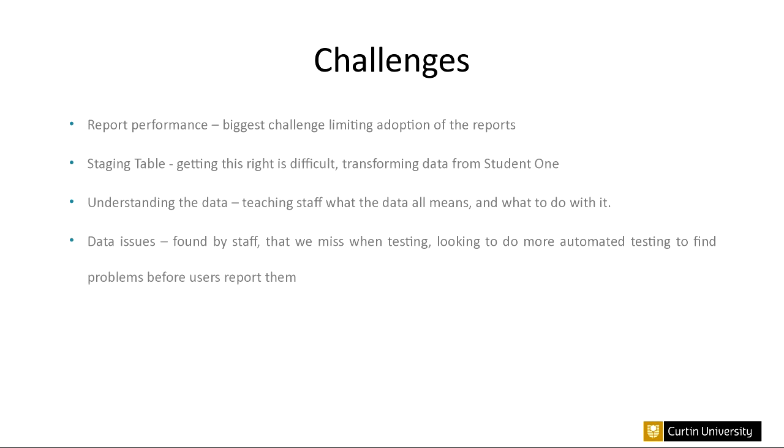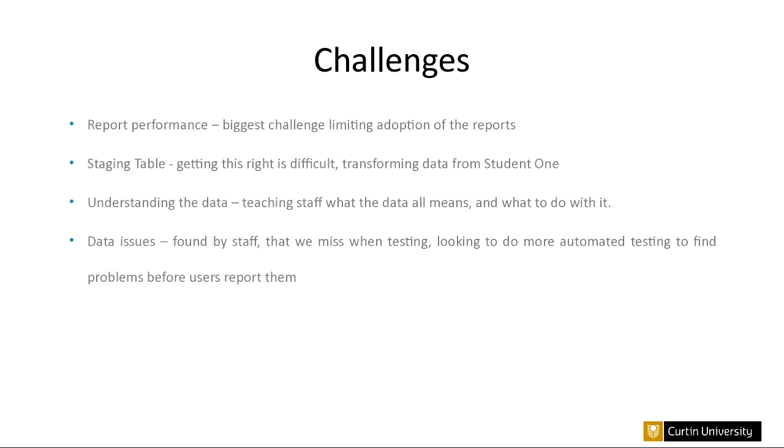Understanding the data is always an issue with staff as well. Just helping them understand what interactions are, what they're looking at, what does it all mean, and what do they do with it. That's also one of the biggest challenges. And also coming up with little data issues that turn people off. Some of it results from the analytics system, some of it results from the staging table, but we're working through those issues one by one. We're slowly getting on top of them now, but we want to do more automated testing. That's also one of the issues we have.